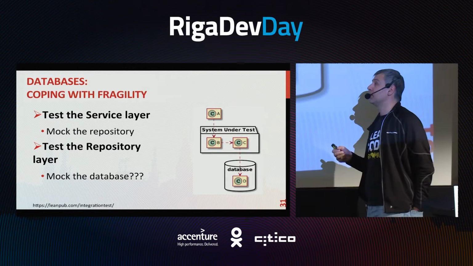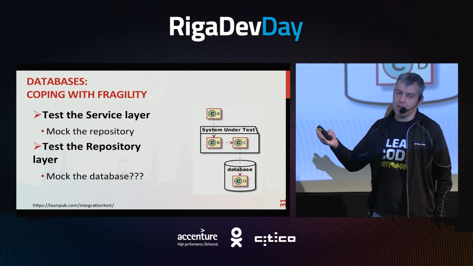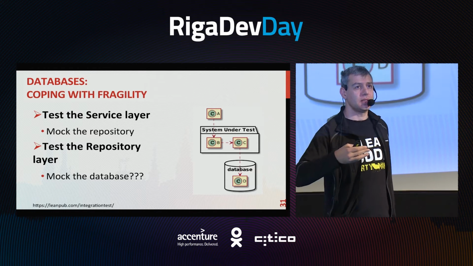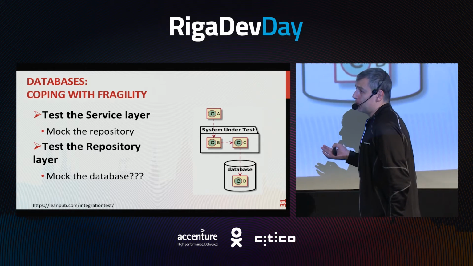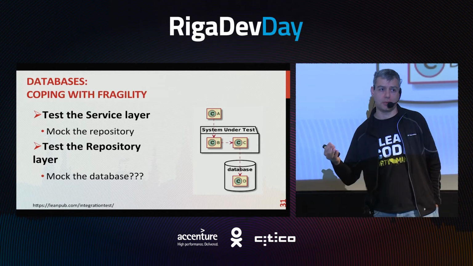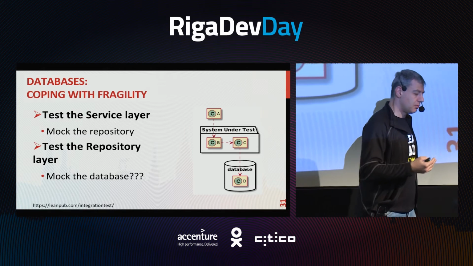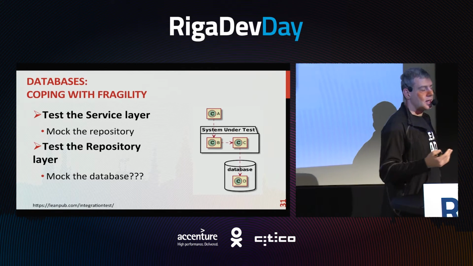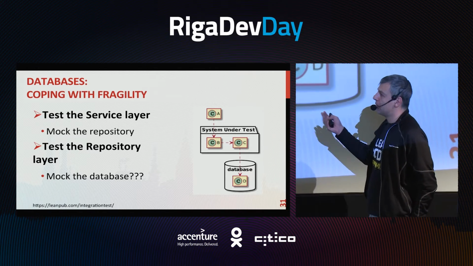Second, how do you cope with fragility with database? If you haven't done any unit testing before, you can inject a mock DAO into your service, a mock repository, then test your service. Works quite well. Then you can really isolate. But how do you isolate your DAO from the database?